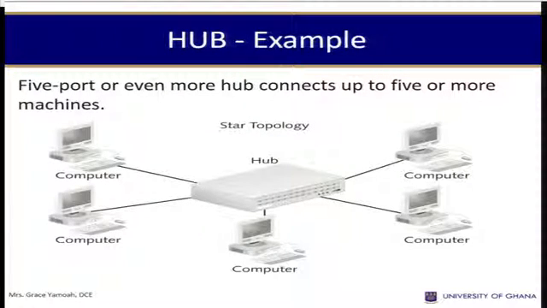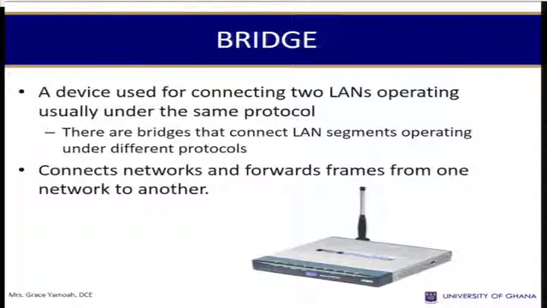This is a typical star topology setup, and the hub is the one in the middle, and all other stations or nodes are hooked onto the hub. So this, we say, is a 5-port hub, or even more, that connects up to 5 or more machines. We can have more machines, but as it is, we have 5 machines. So it's a 5-port. Then we look at a bridge.